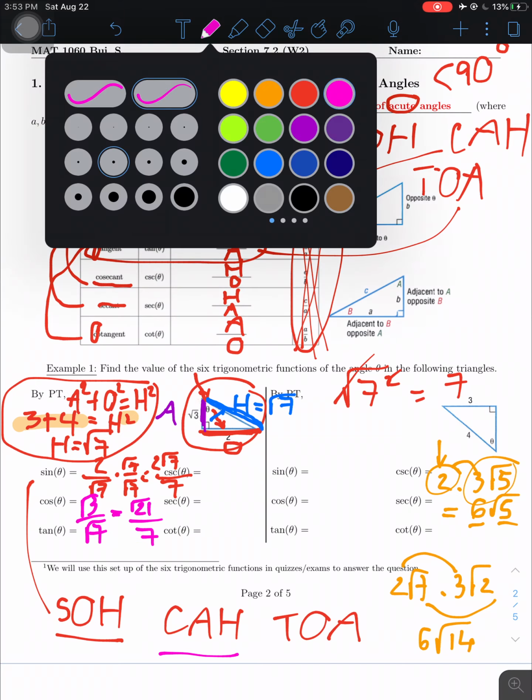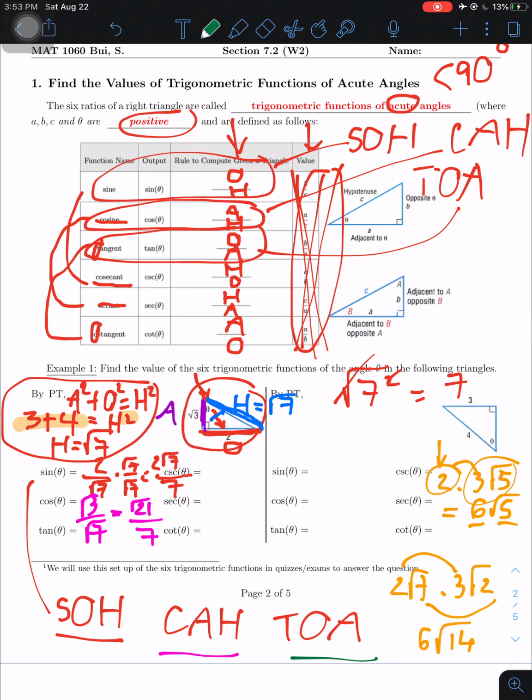Okay, and then for tangent, let's use, I don't know, like green. Tangent, TOA, we have opposite divided by adjacent. So let me do it in here. Opposite in here is 2 divided by adjacent, which is square root of 3. Again, we're going to multiply the top and bottom by square root of 3, and we're going to get 2 square root of 3 divided by 3.